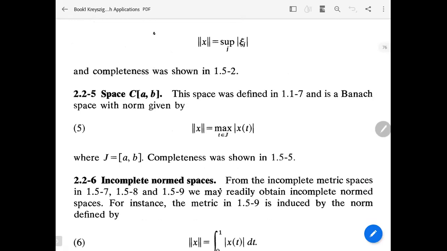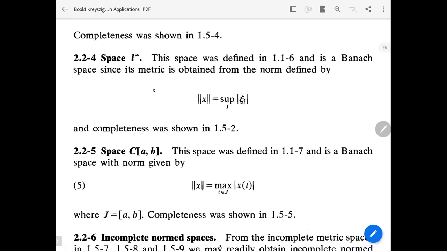Similarly, we have C[a,b], the space of continuous functions. So the norm is defined by this formula: the maximum of |x(t)|, t belonging to J, where J is the interval [a,b].